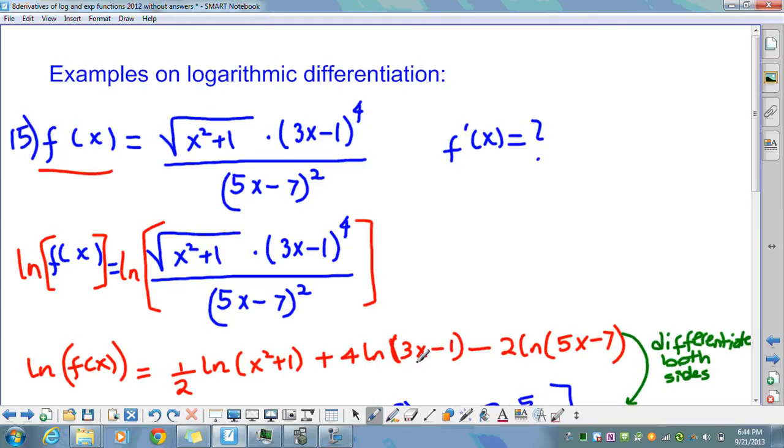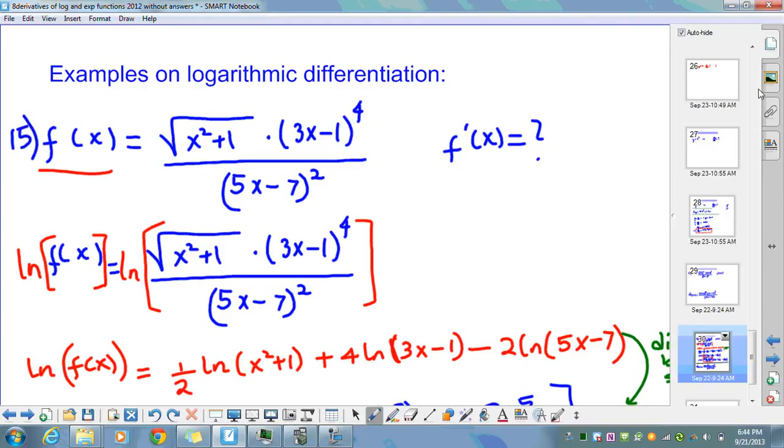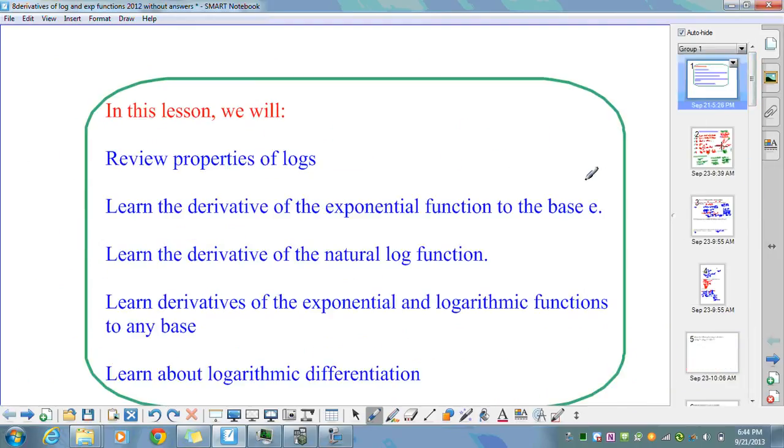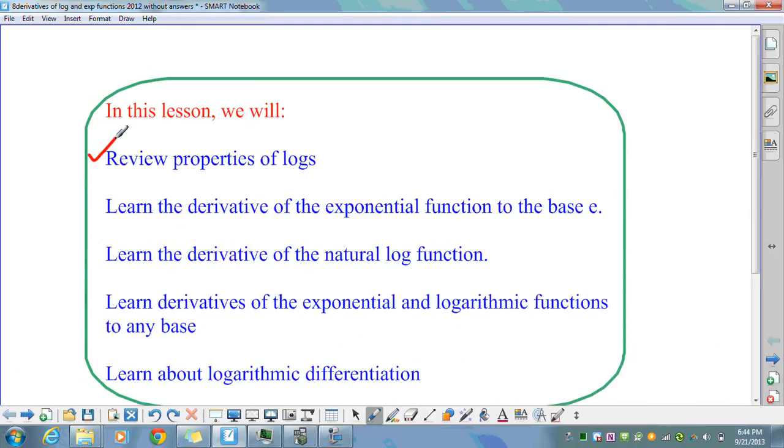So I know there was a lot of stuff covered in this lesson. And to be more exact, I'll go back to the initial objectives that we had. We reviewed properties of logs, learned the derivative of exponential function to the base e, natural log, derivative of natural log function, and then derivatives of exponential and log functions to any base. And then we concluded the lesson with something called logarithmic differentiation.